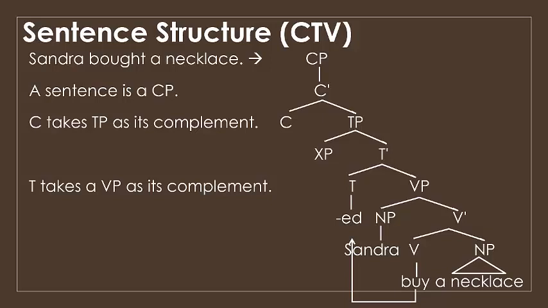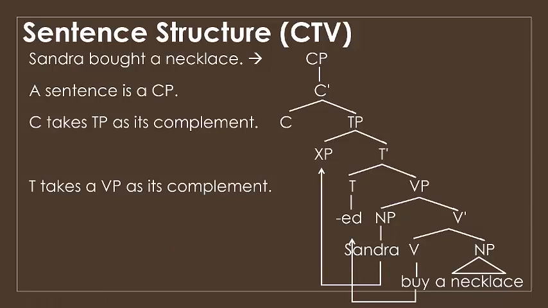And then buy will move and merge with ED, and then Sandra will move to the specifier position of T, which is the subject position. So as is clear from the diagram, a sentence is produced with a series of processes of complementation. C as the head takes a TP as the complement, and then T as the head here takes a VP as a complement, and then buy here as head takes a necklace as a complement, and Sandra as a specifier. Here we have a series of processes of complementation.